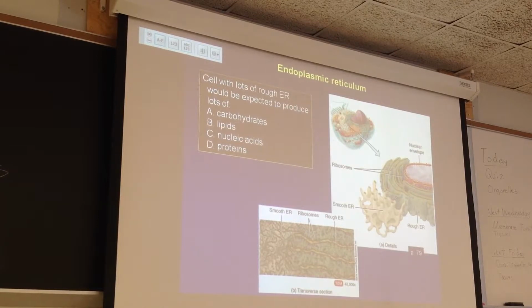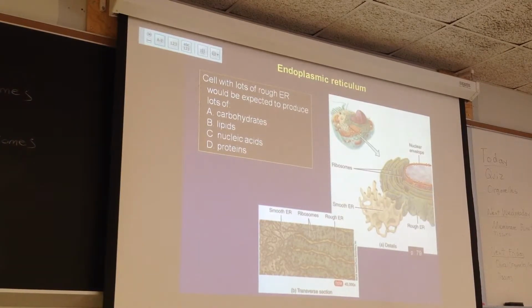One kind of ER is rough ER. One kind is rough endoplasmic reticulum, and one kind is smooth endoplasmic reticulum. Rough ER has ribosomes attached to that. Smooth ER has no ribosomes attached to it.